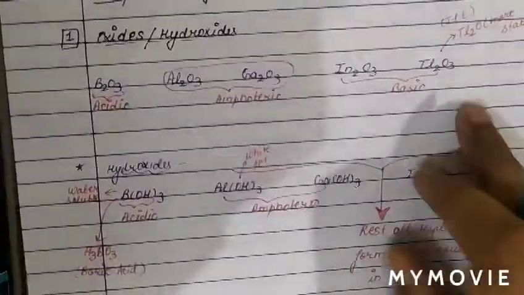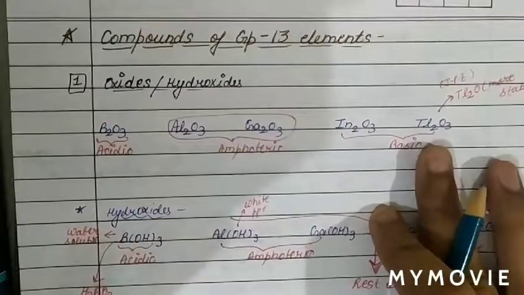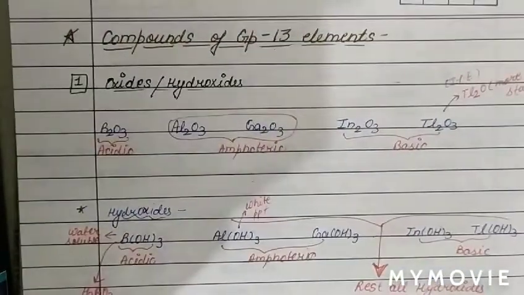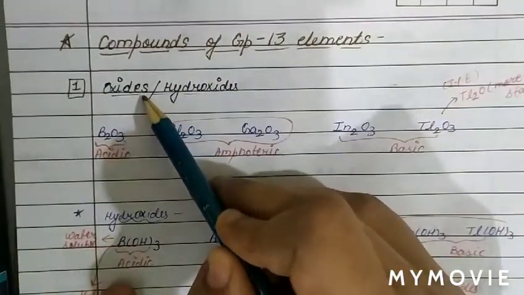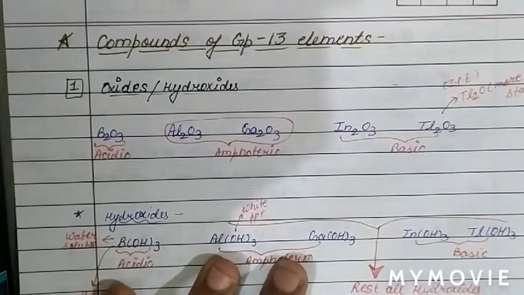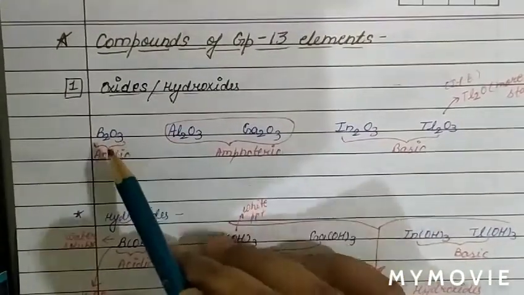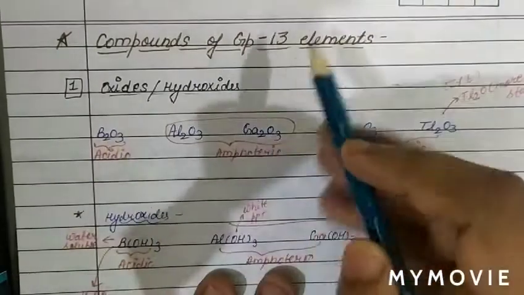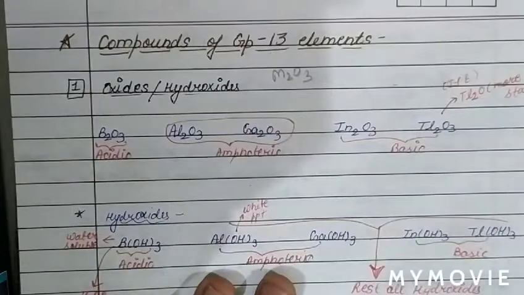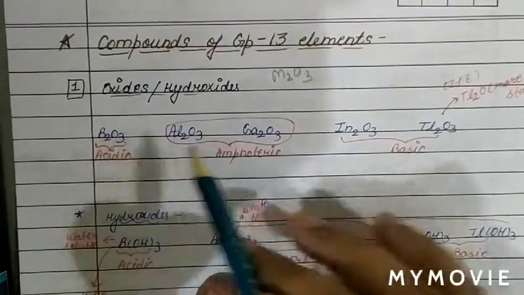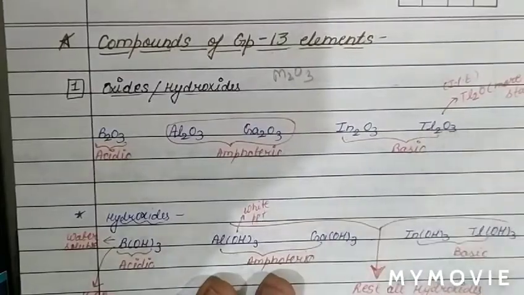Now the compounds of group 13 elements. The first compounds we are going to discuss are the oxides and hydroxides of group 13 elements. Group 13 elements form oxides of the form M2O3 when they react with oxygen: B2O3, Al2O3, Ga2O3, In2O3 and Tl2O3.